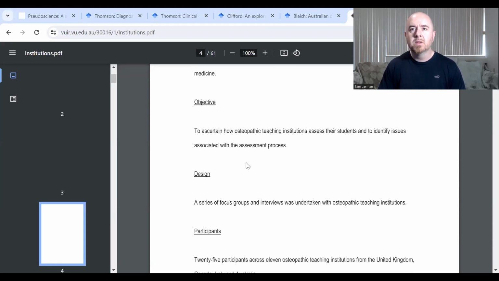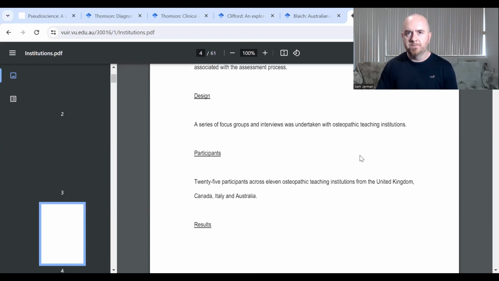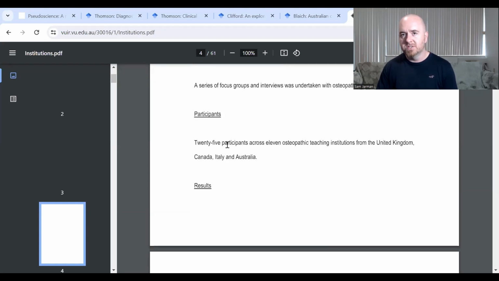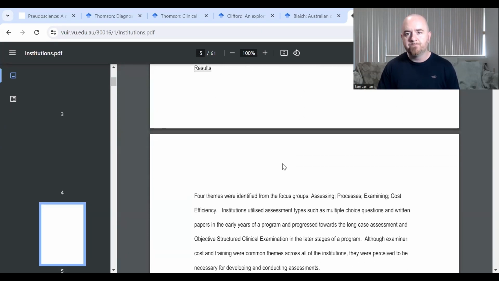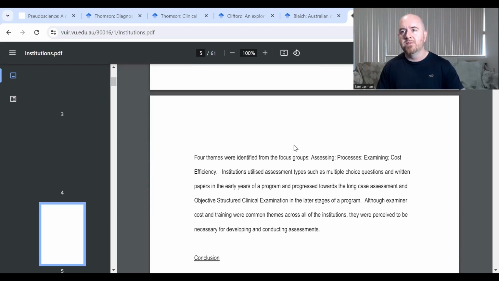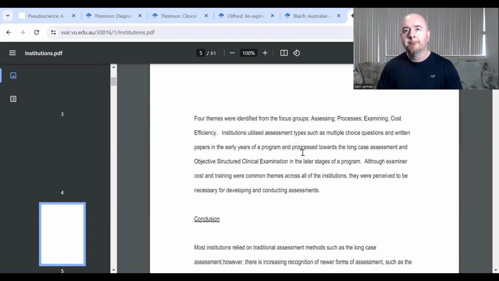The objective, to ascertain how osteopathic teaching institutions assess their students and to identify issues associated with the assessment process. The design, a series of focus groups and interviews was undertaken with osteopathic teaching institutions. Participants, 25 participants across 11 osteopathic teaching institutions from the United Kingdom, Canada, Italy, and Australia. The results, 4 themes were identified from the focus groups: assessing, processes, examining, cost, efficiency.